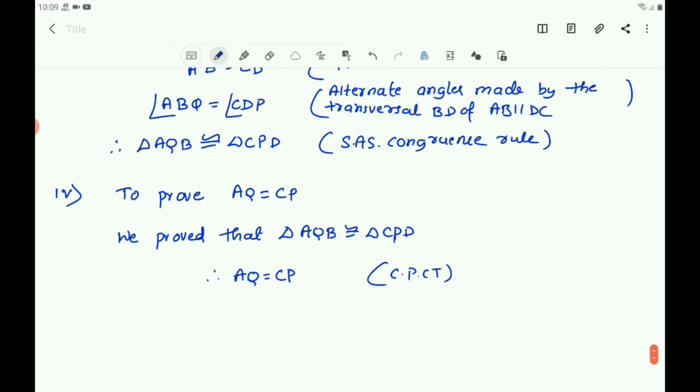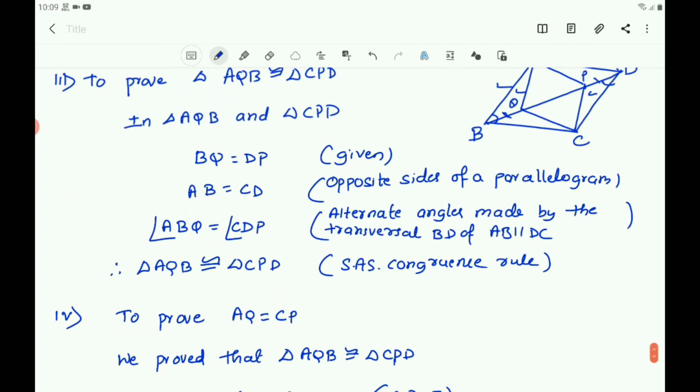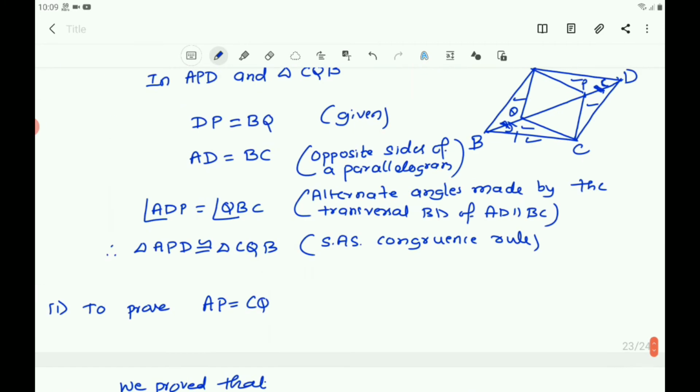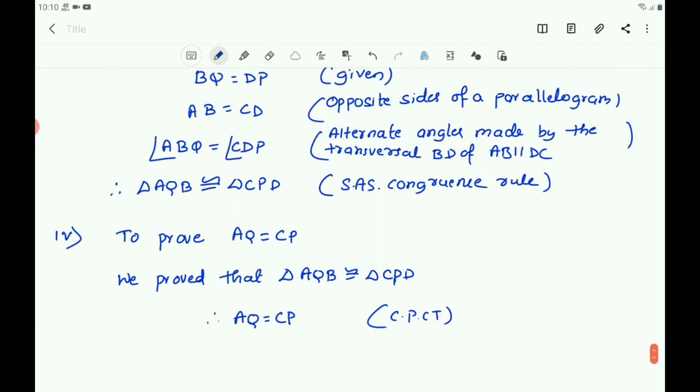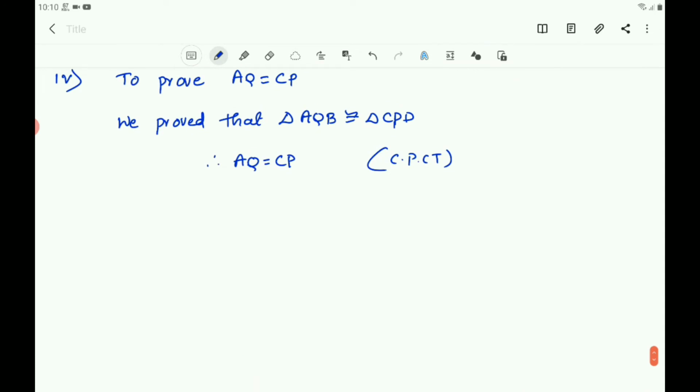The next one, what we have to prove? We have to prove that APCQ is a parallelogram. Here the quadrilateral APCQ is there. We have to prove that it is a parallelogram. So you take the fifth one to prove: APCQ is a parallelogram.